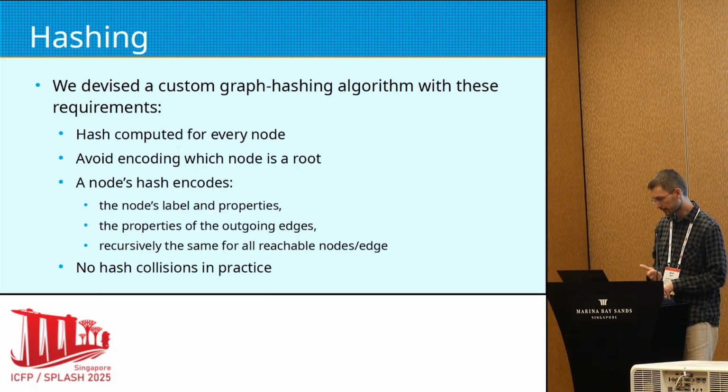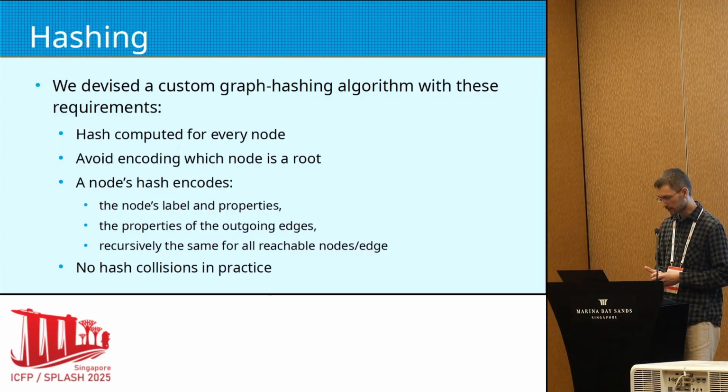The third property is that each node's hash encodes the node's labels and properties, such as, I don't know, the name of the variable and so on. Then the properties of the outgoing edges. And recursively the same for all reachable nodes and edges. So this hash encodes not only the node itself, but the whole subgraph which is reachable from this node.